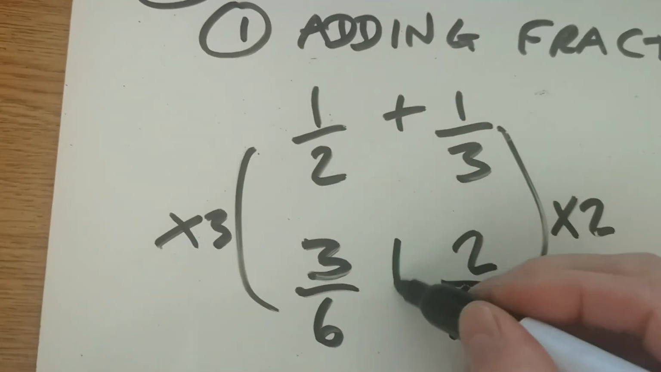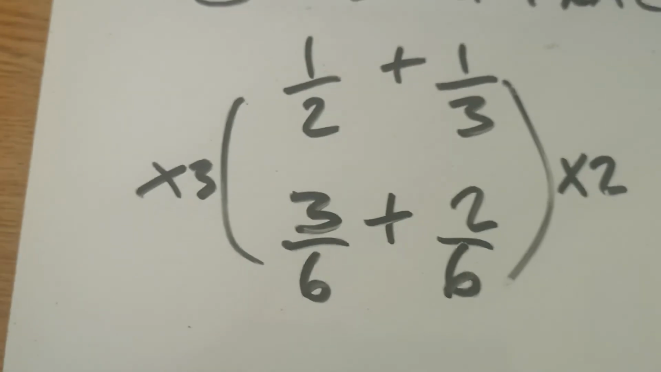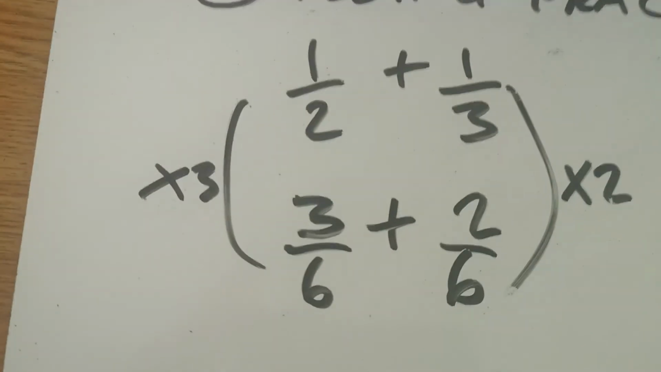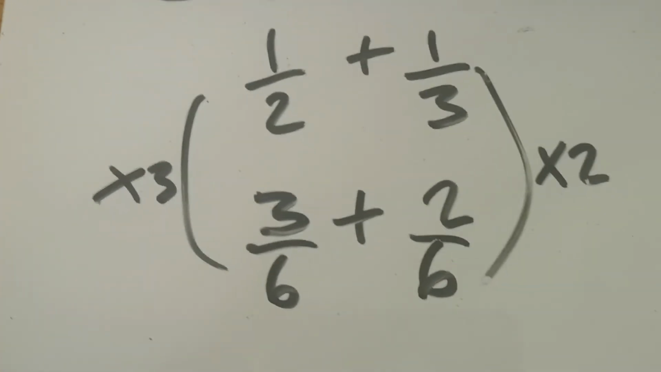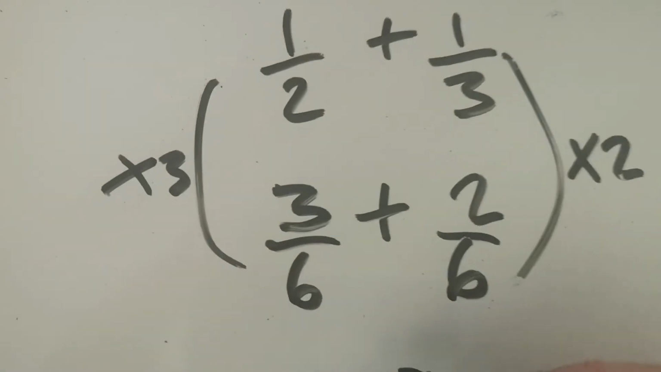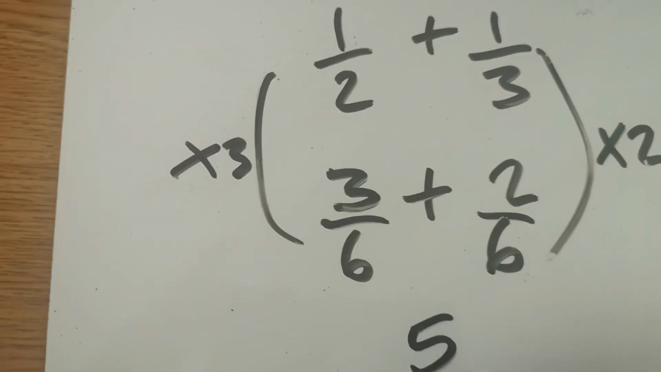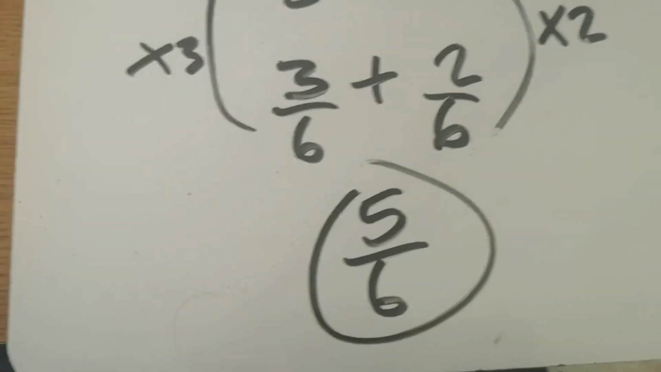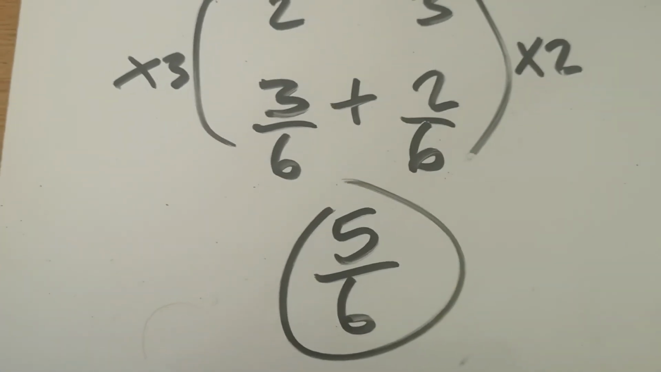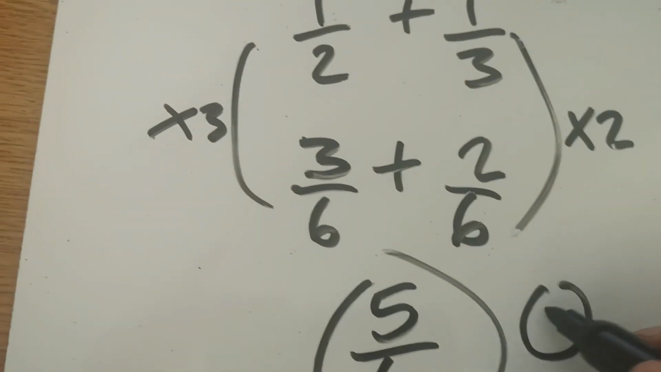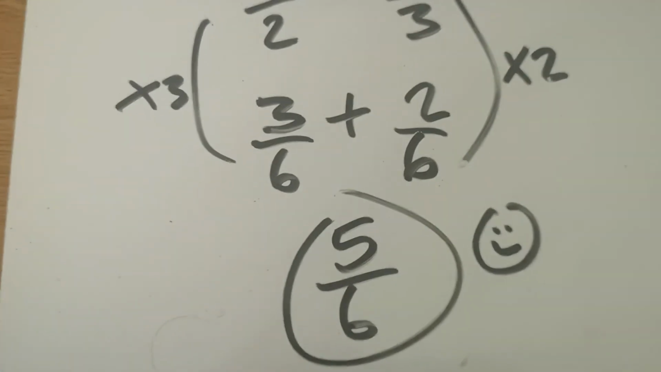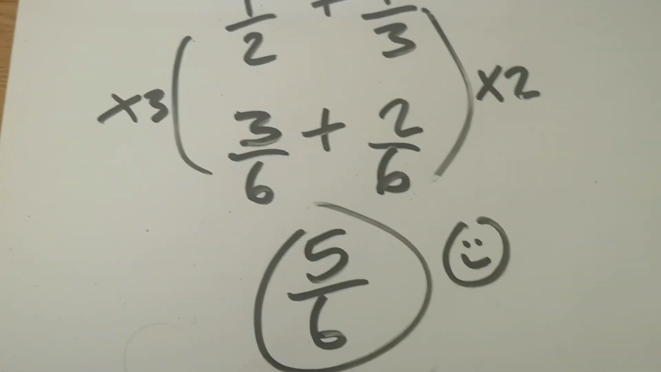Bingo, I'm in business. Now I can add these two together, yeah? Because the bottom number's the same, the denominator's the same. Well, if I've got 3 sixths and I've got 2 sixths, in total, that's going to give me 5 sixths. Don't forget my bottom number stays the same, yeah? So it doesn't change. 5 over 6 is the answer to that question. So that's how we do that sort of question when it comes to adding fractions.